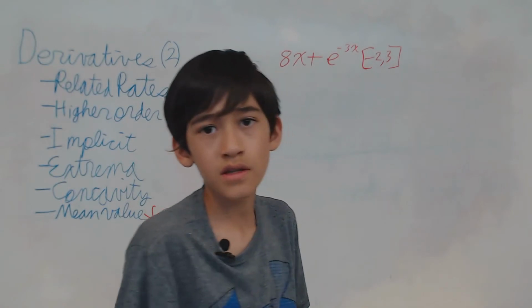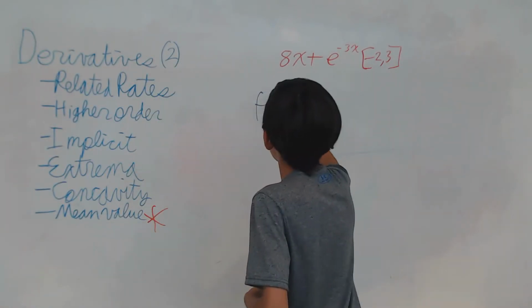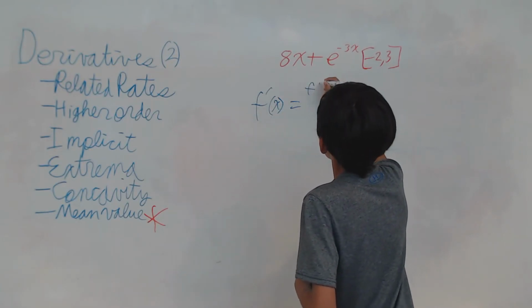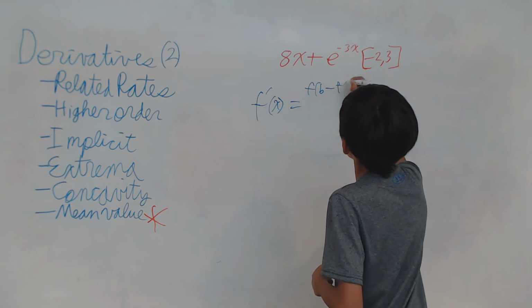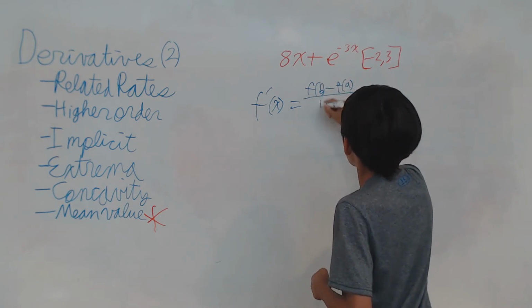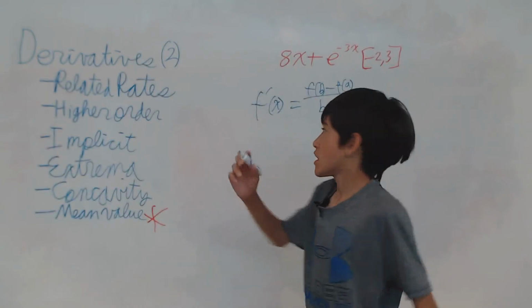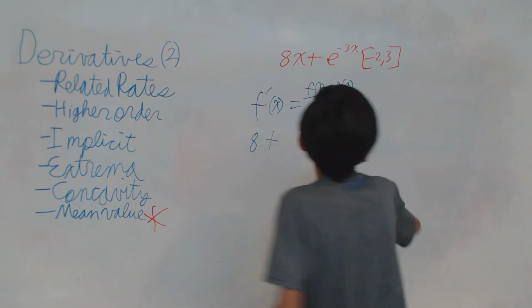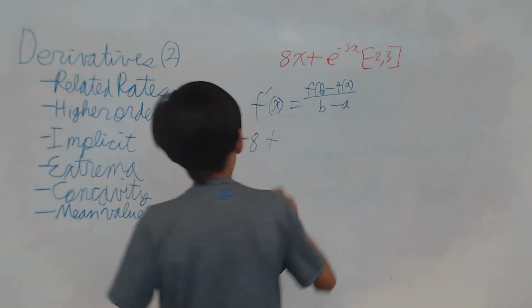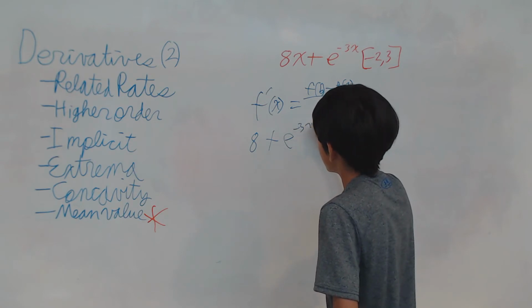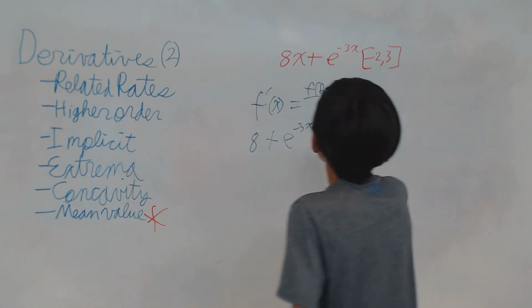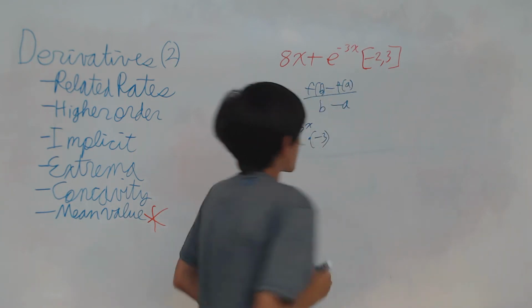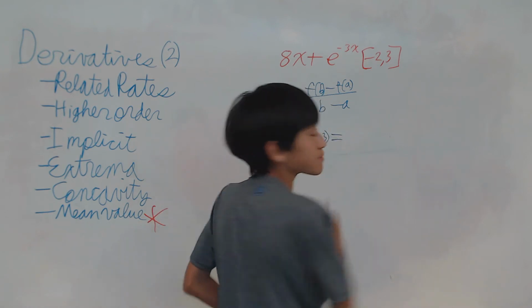Now we're going to solve this. So remember, f prime of x, taking the derivative, is 8 plus, remember, chain rule here, so it's e to the negative 3x, because the expression times the derivative of the inside, which is negative 3. Got that? Chain rule. Chain rule for exponential functions.